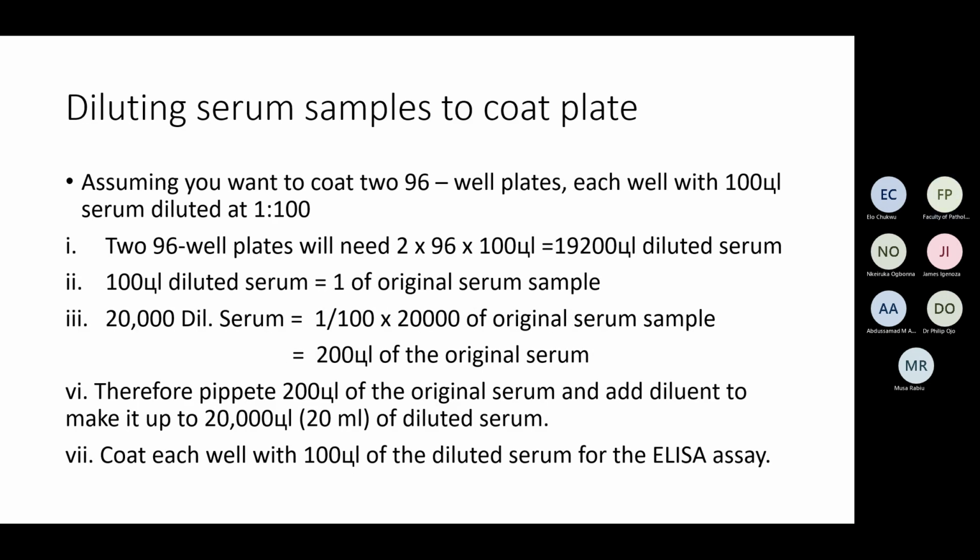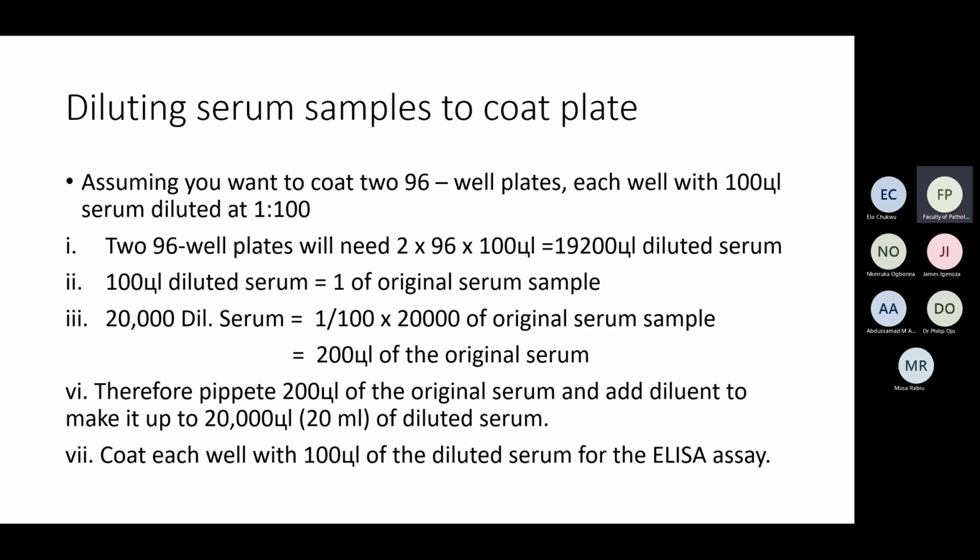Now, assuming that you want to coat 2 96 well ELISA plates, and you want to coat each well with 100 microliters of serum, and this serum is diluted at 1 to 100. You have 2 ELISA plates. You want to coat these 2 plates with serum diluted at 1 to 100. Now, how do you go about it?